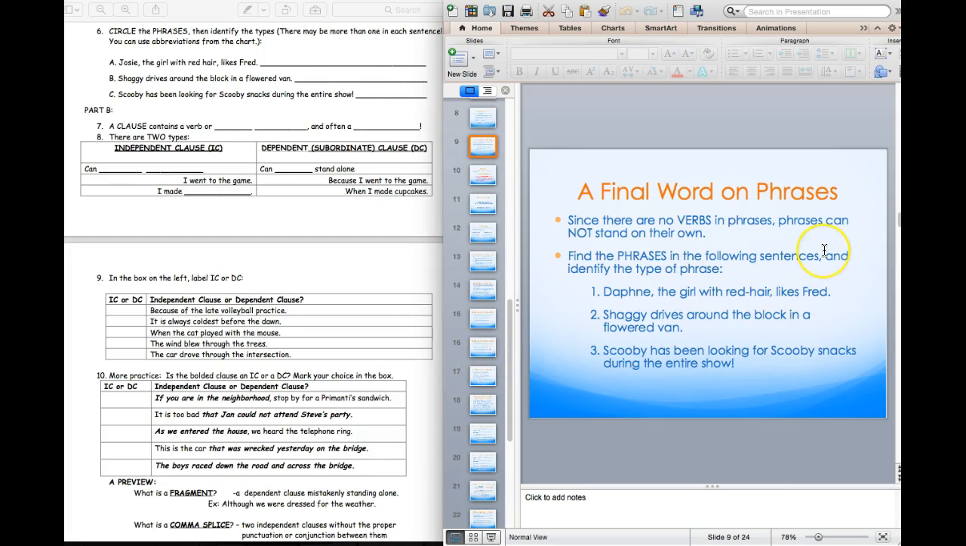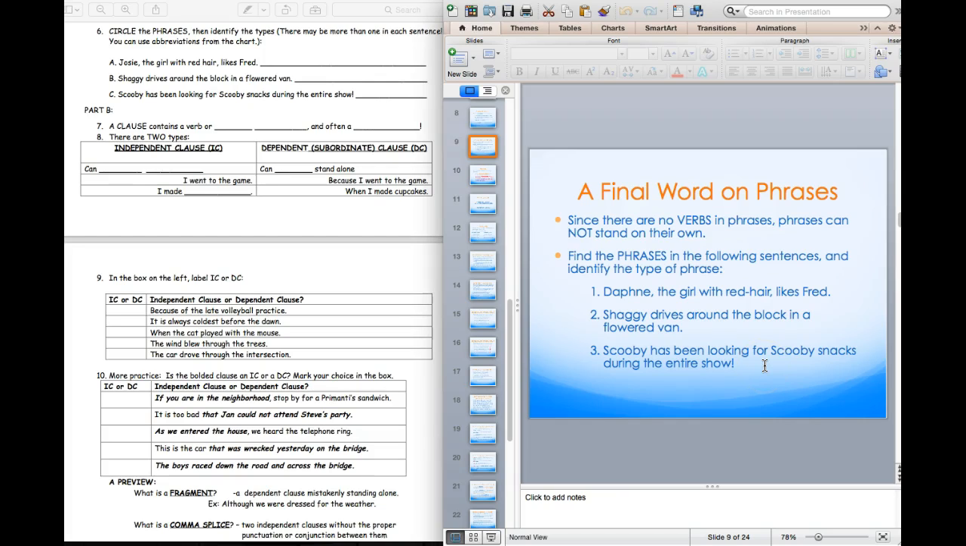Since there are no verbs in phrases, except for verb phrases, I'll keep saying that, phrases cannot stand on their own. So we have a couple of sentences. We have: Daphne, the girl with red hair, likes Fred. You'll see on your worksheet that I made a mistake and I put Josie on there, but I was wrong, it's Daphne. Shaggy drives around the block in a flowered van. And Scooby has been looking for Scooby snacks during the entire show.